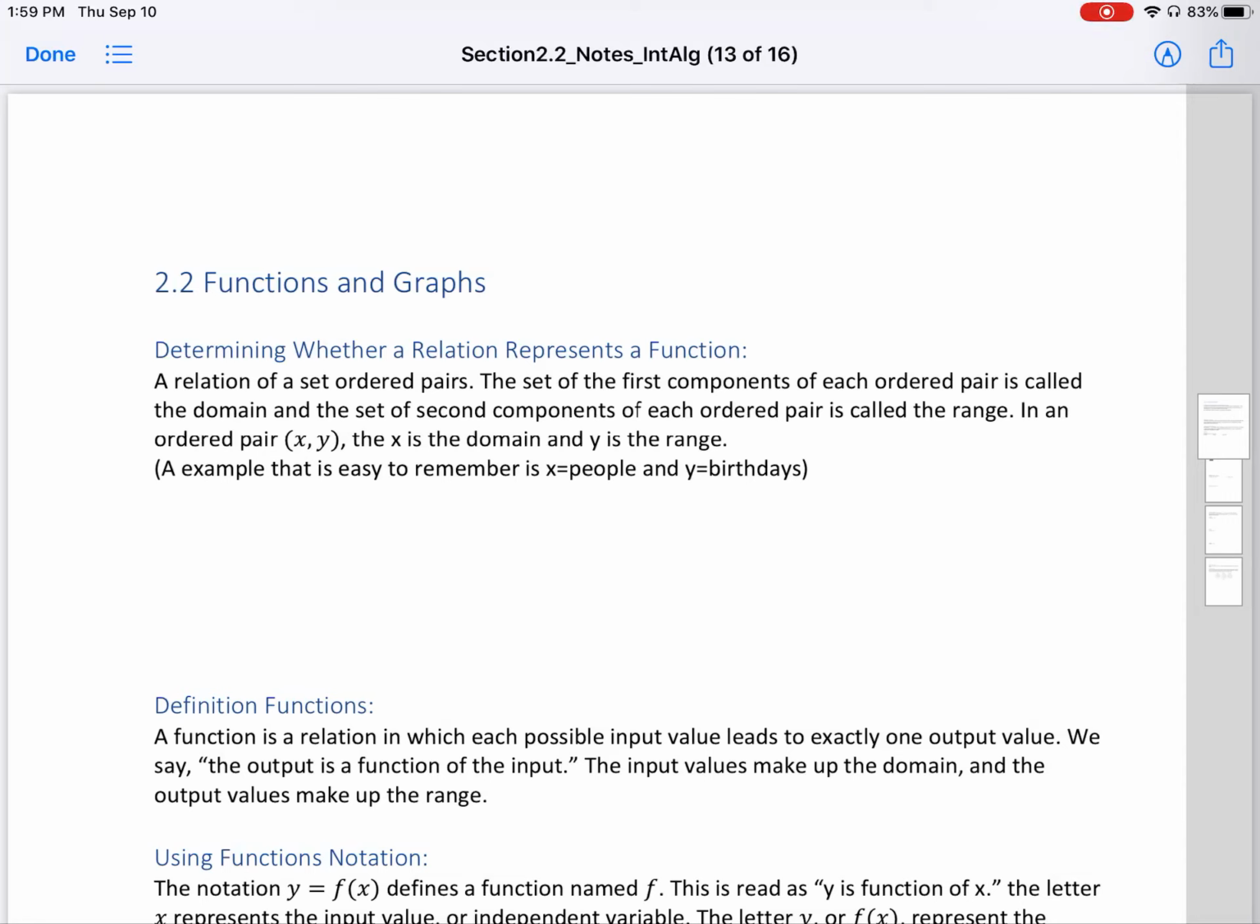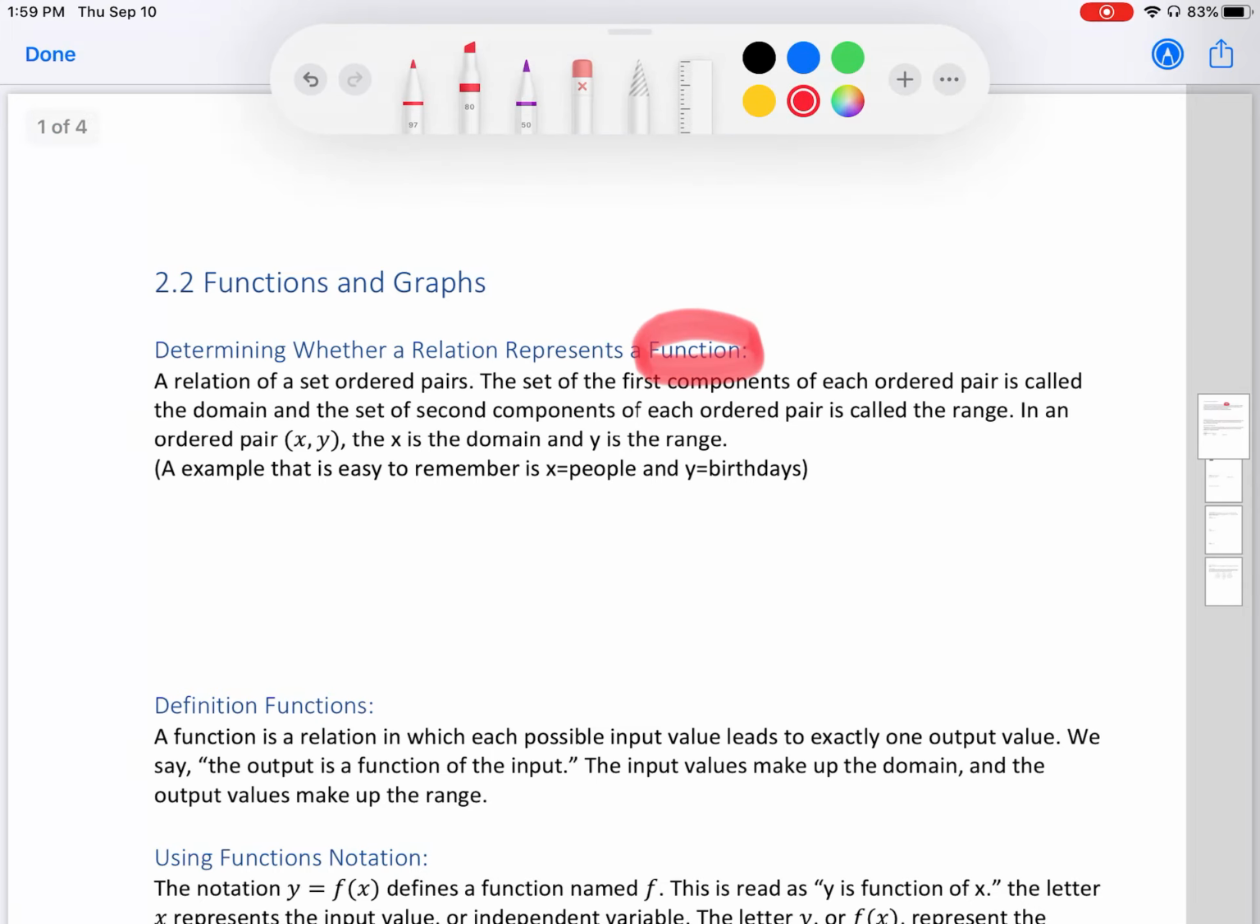Section 2.2, Functions and Graphs. Determining whether a relation represents a function. So a function is a special type of relationship between your x's and y's. Let's begin with that definition.